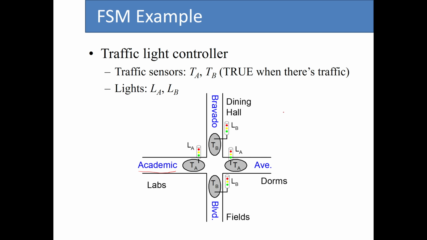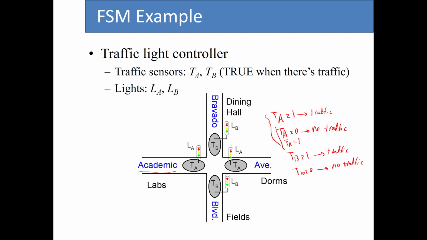But how can we detect the traffic? We have two traffic sensors. We don't concern ourselves with how these are designed. We only consider them as two inputs for our circuit. So we have TA, which is basically the traffic sensor for the Academic Avenue, and we have TB, which is basically the traffic sensor for the Bravado Boulevard. So whenever TA is 1, that means that we have traffic in the Academic Avenue. Whenever TA is 0, that means we don't have any traffic in this street. The same is true for TB as well. TB being 1 equals traffic. TB being 0 equals no traffic.